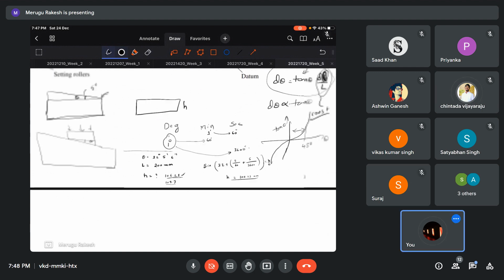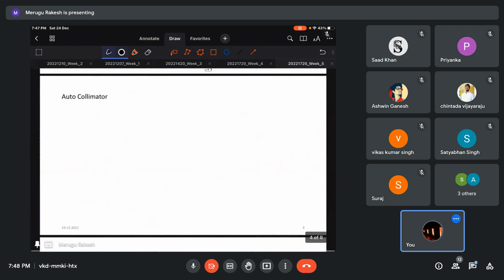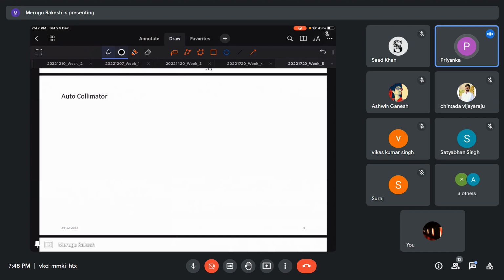Okay. Let's move to the next topic, this autocollimator. Whatever we discussed in interferometry, most of the questions are memory based questions. So can anyone tell why we use this autocollimator, before going to how it works, the principle? Flatness. Nice. To measure the small angular displacement. Okay.